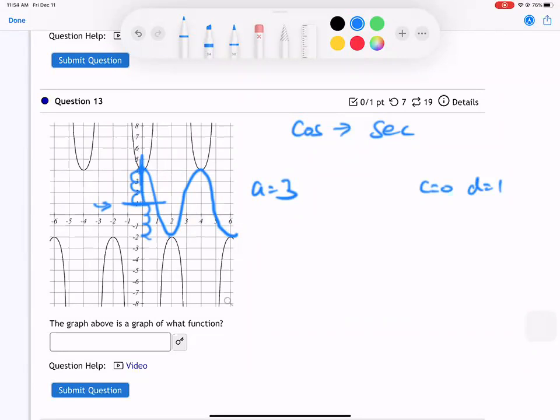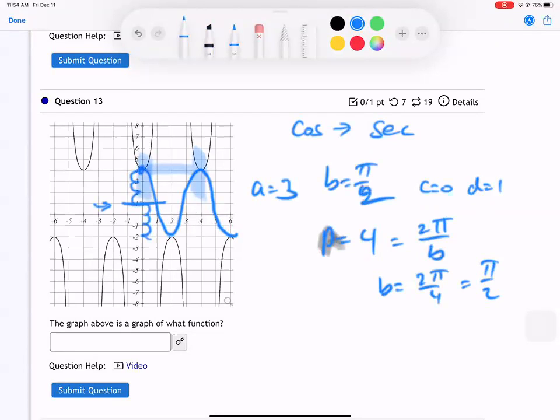How long does it take me one full graph? Let's take a look here. To go from start to end, that's one full cycle. I see the period is 4. P is equal to 4. Remember, our equation for period is 2 pi over b. Swap it. B is equal to 2 pi over 4, which is pi over 2. So our b value is pi over 2. We have everything we need to write the equation now. It's 3 secant of bx, which is pi over 2 x, plus d, which is, whoops, our d value is 1.